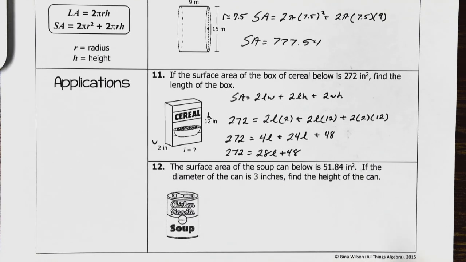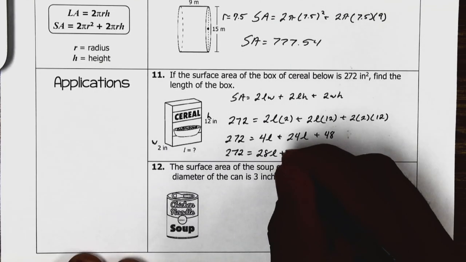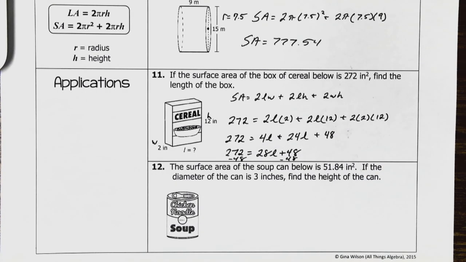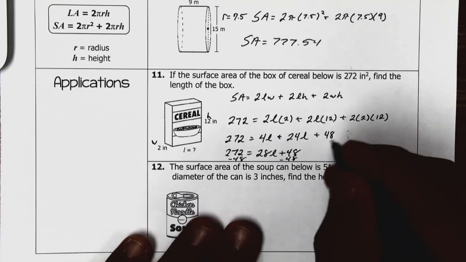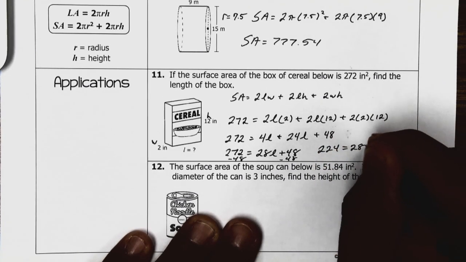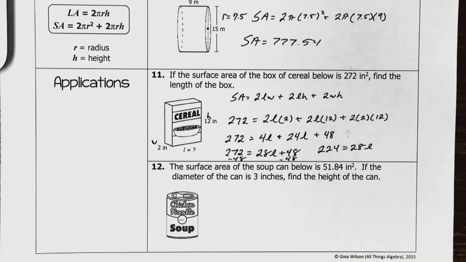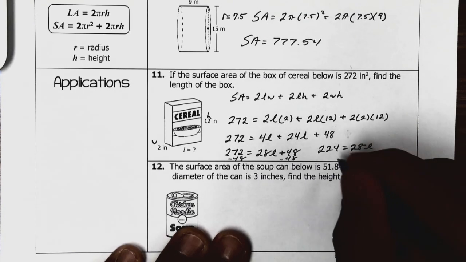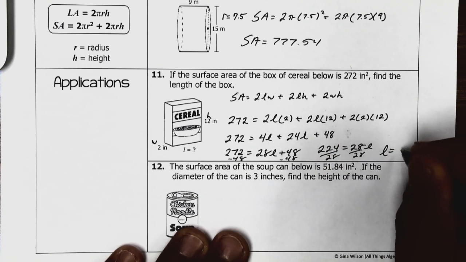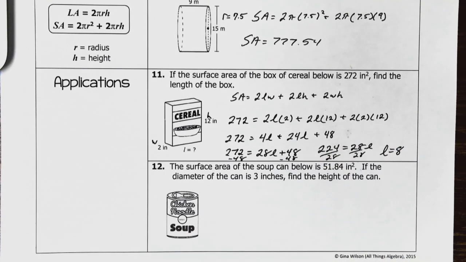And here's my equation. We're out of room here, but subtract 48, subtract 48. So 272 minus 48 is 224. So 224 equals 28L. All we have to do is divide by 28, which gives us 8. So L is equal to 8. And there it is, just basically setting up a long equation and then solving.